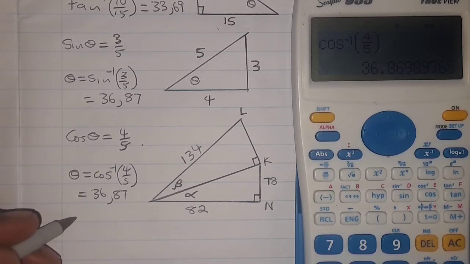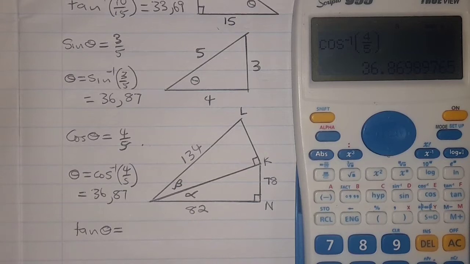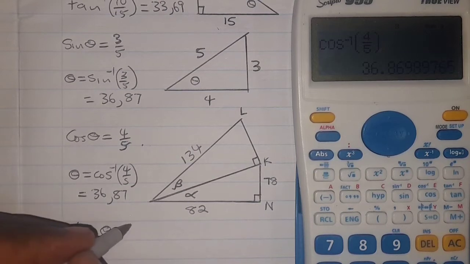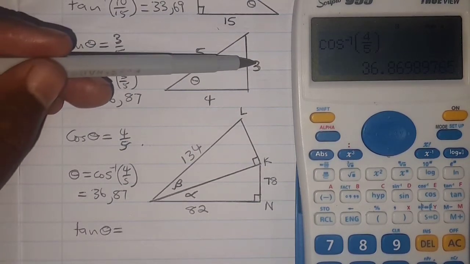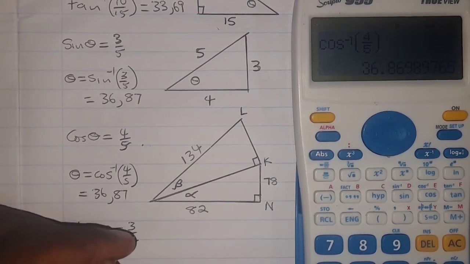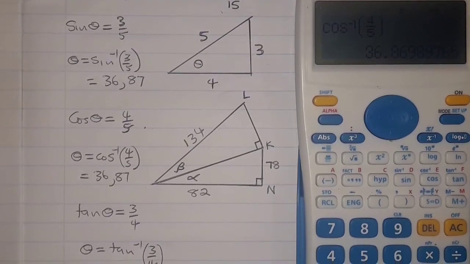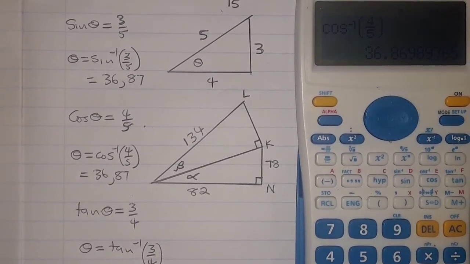And we can also use tan. So using tan, tan theta is equal to opposite over adjacent. That's our opposite is 3 over adjacent is 4. So this is 3/4. And our theta then is equal to the second function or the inverse of 3/4. The inverse of 3/4, it gives us what?